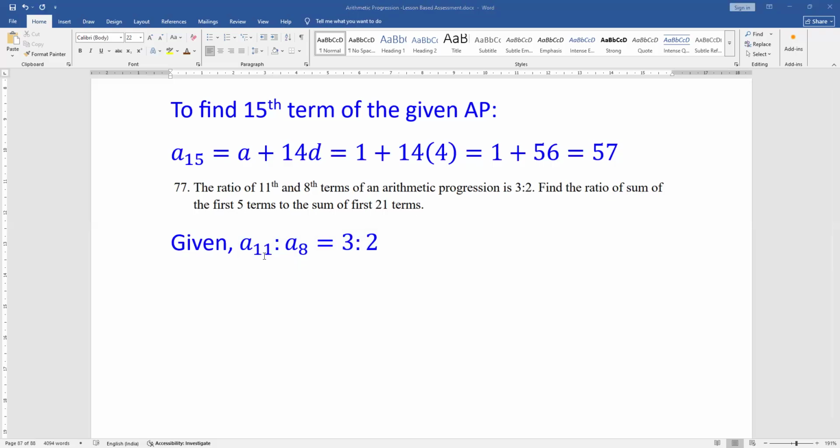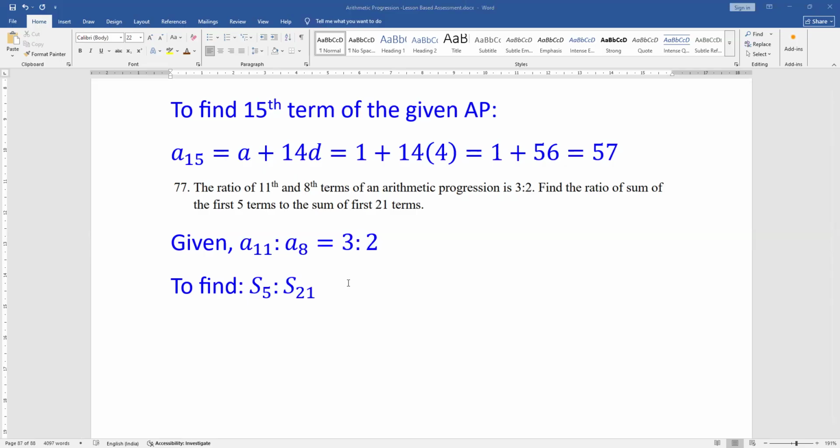So let me write it. Find the sum of first 5 terms to the sum of first 21 terms. That should also be a ratio only. So I need to find out S5 is to S21.